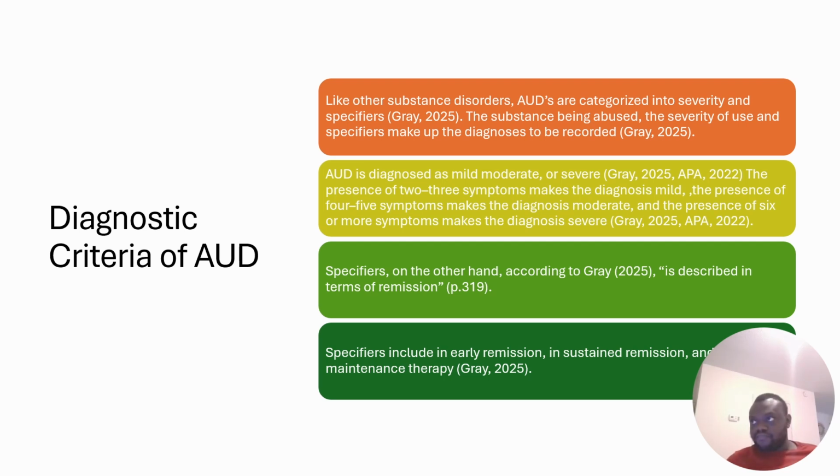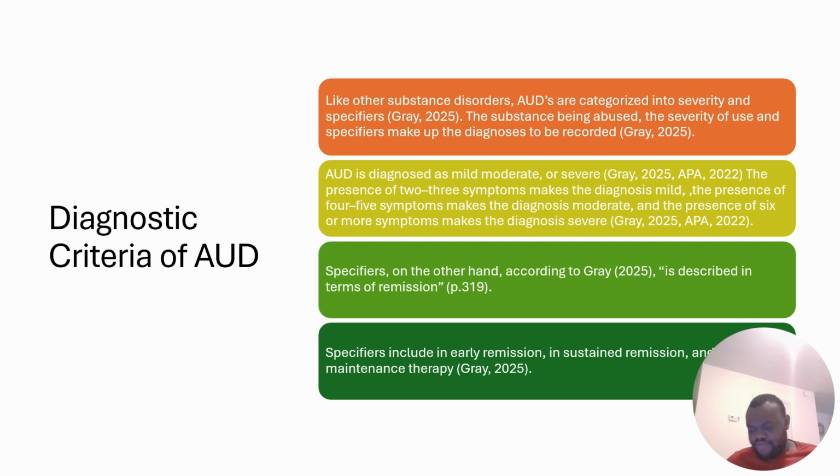The specifiers, however, are described in terms of remission. So there's early remission, there's sustained remission, and there's maintenance therapy. I guess that's what Gray mentioned. However, in the DSM-5-TR, I didn't see maintenance therapy.